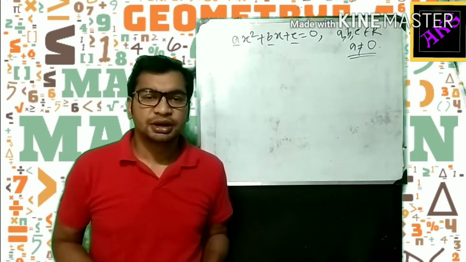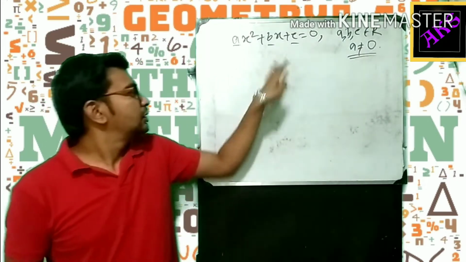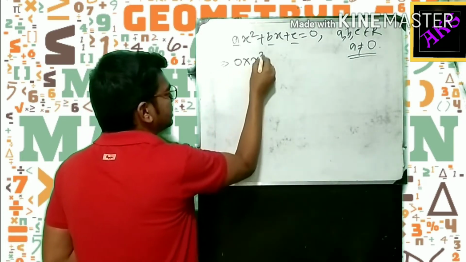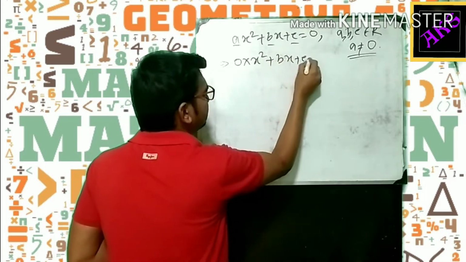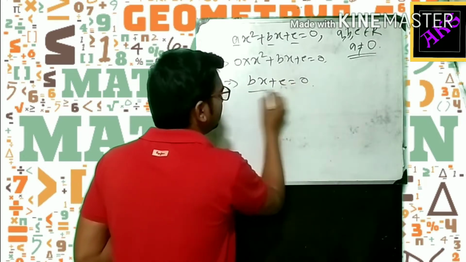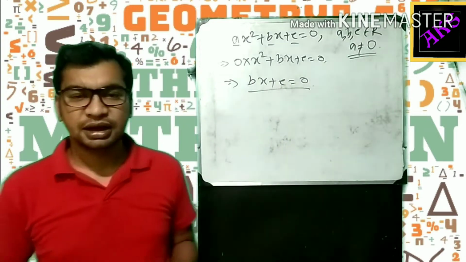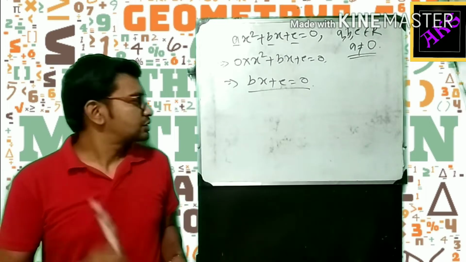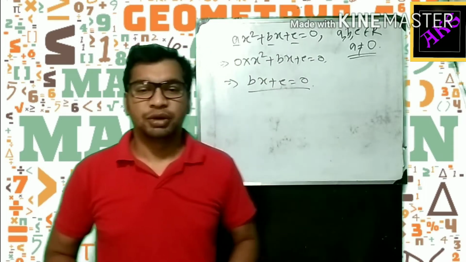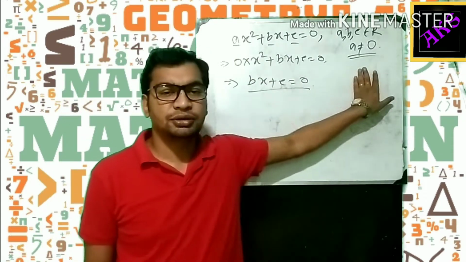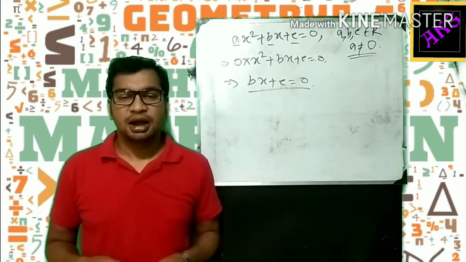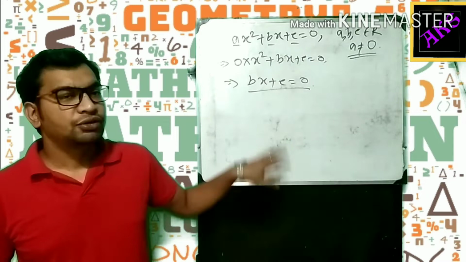If a equal to 0, the equation becomes linear. Let us put a equal to 0. We get 0 into x square plus bx plus c equal to 0. So that becomes bx plus c equal to 0, which is the form of a linear equation. So the most important condition for this standard form to be a quadratic equation is that a not equal to 0. Okay.